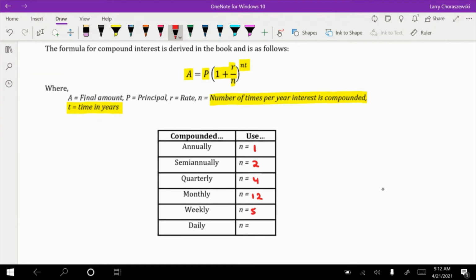Weekly would be 52, and then daily would be 365, although a lot of banks take holidays off, and during those holidays, interest typically isn't charged. But just for simplicity, we'll assume that daily has an N value of 365. Any questions so far?